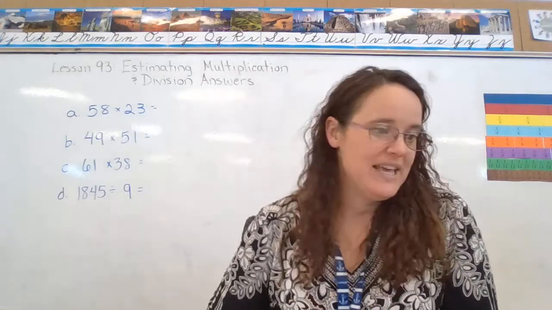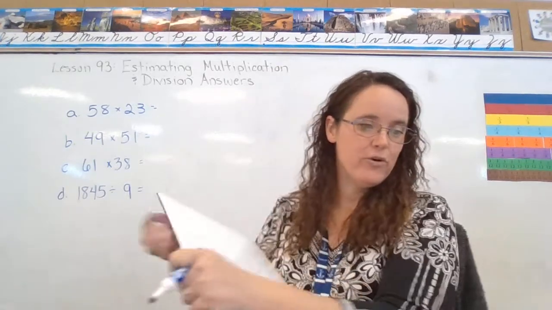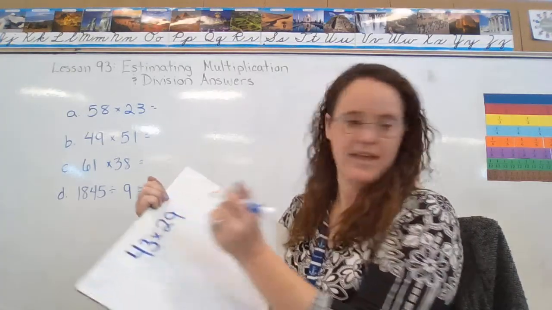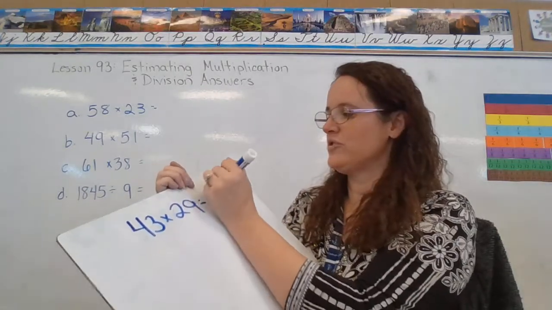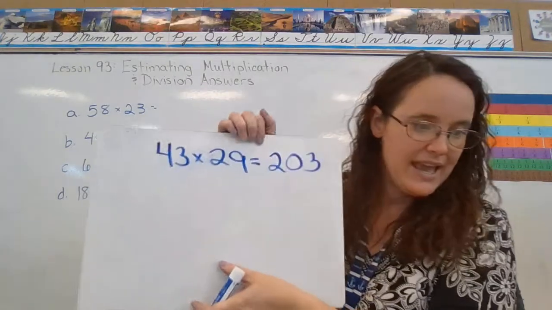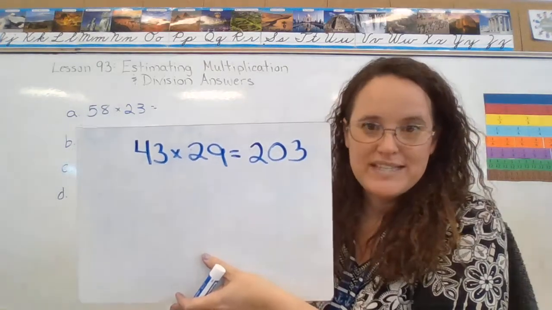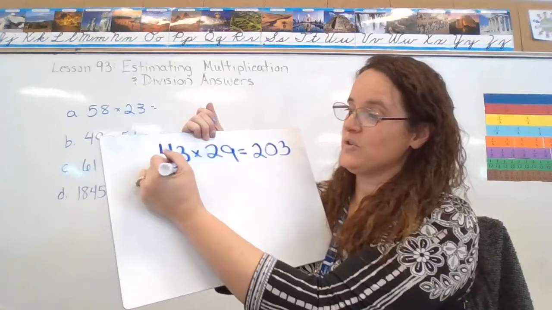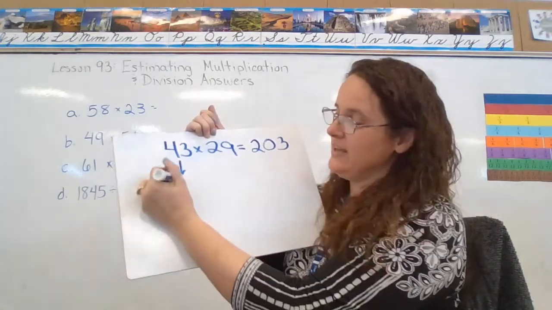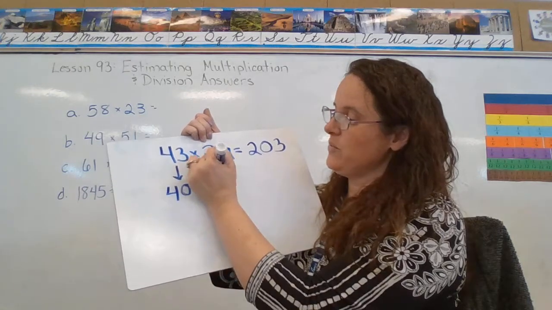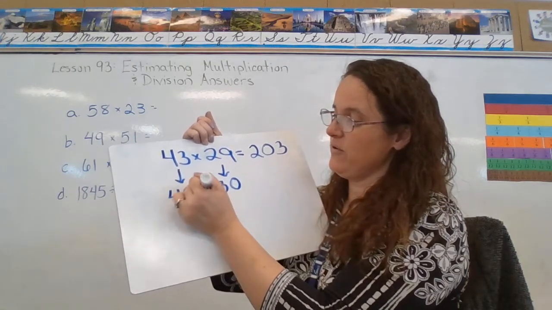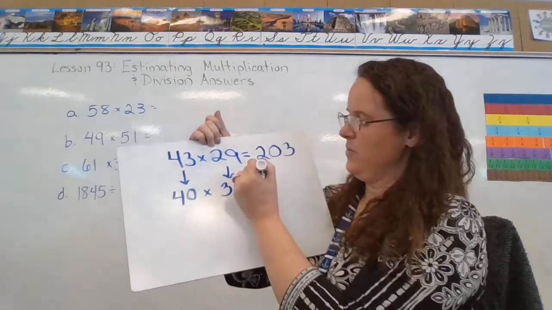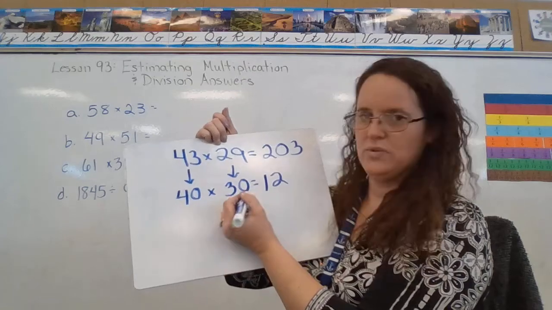Our first example says Luke multiplied 43 by 29, and he got 203. Is Luke's answer reasonable? So here's what we're going to do. We want to do this in our head. So we're going to round 43 to 40. We're going to round 29 to 30. And then we're going to multiply here. We're going to say 4 times 3. Well, that's 12. And 2 zeros.